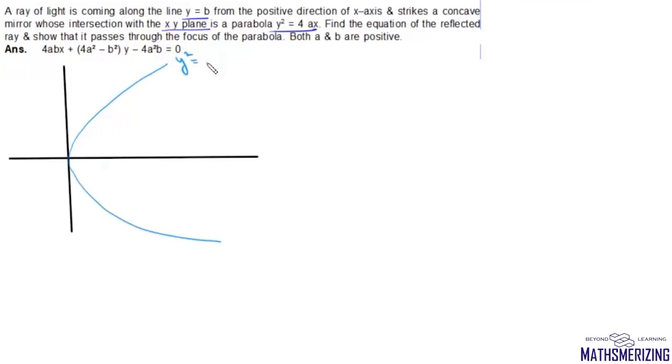The equation of this parabola is y square equals 4ax. Now it says there is a beam of light coming along the line y equals b. So suppose this is the line from which light is entering this parabolic surface, and its equation is y equals b. It says find the equation of the reflected ray and show that it passes through the focus of the parabola. Basically, the reflection property clearly says that this reflected ray will pass through the focus of the parabola. But still in this case, we need to prove that it will pass through the focus, and we also need to find the equation of the reflected ray.